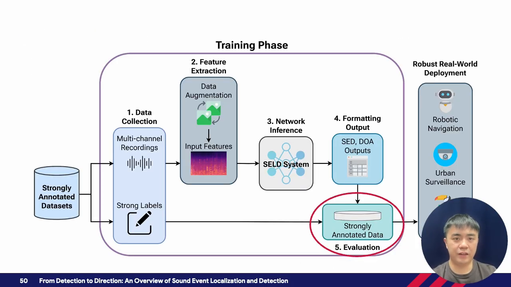So now we've built a full pipeline from data to output. But how do we know if it's any good? So this brings us to the final piece of the training loop, which is evaluation. Once our model produces an output, we need to measure its performance. As we'll see, the way we evaluate SELD has to evolve significantly to actually reflect the true goal of the task.